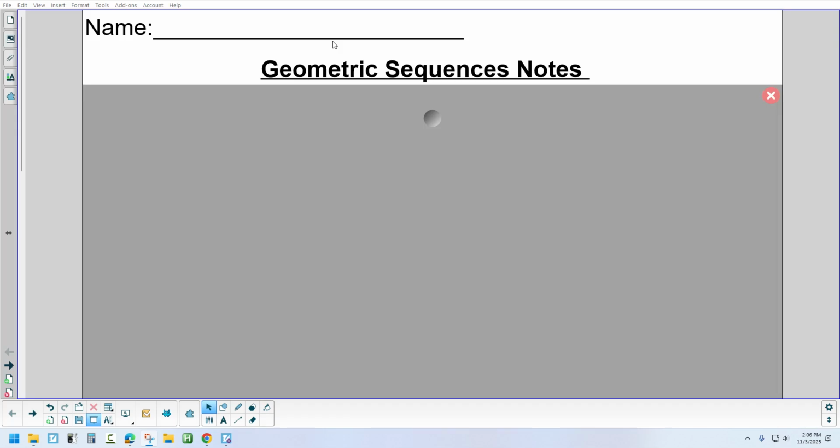Great, so this is the last week for term 1, and we're going to be focusing on what are called geometric sequences. So very similar to what we did last week, just a little bit different with how you find the next number in the pattern.